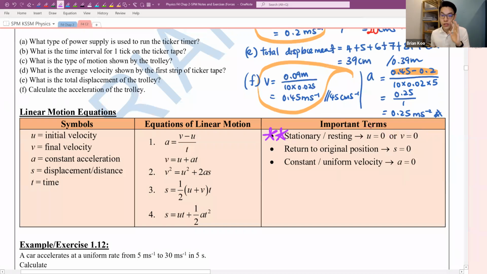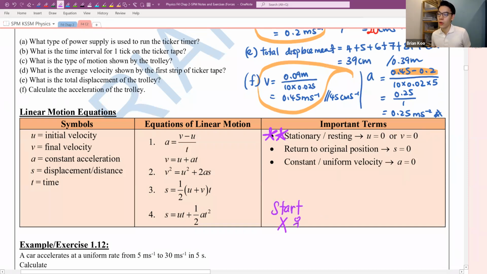Resting means stop. Stop means no velocity. Velocity is zero. Remember that. If they mention return to the original position, it means the displacement is zero. Okay, how come? Imagine this is your starting point.